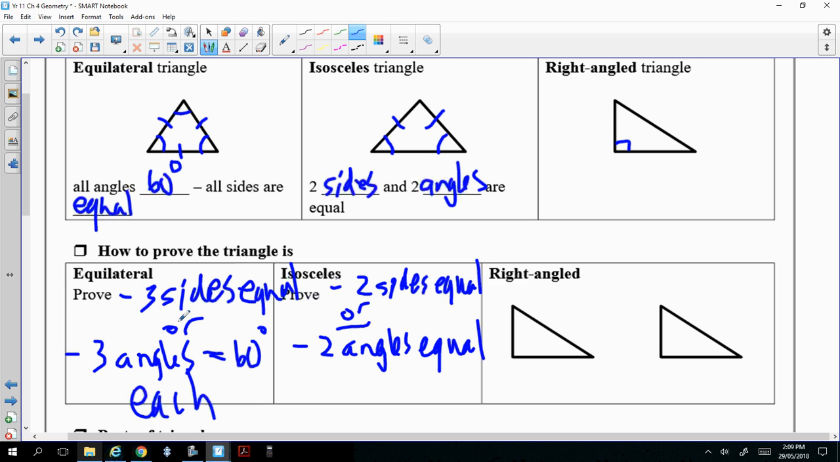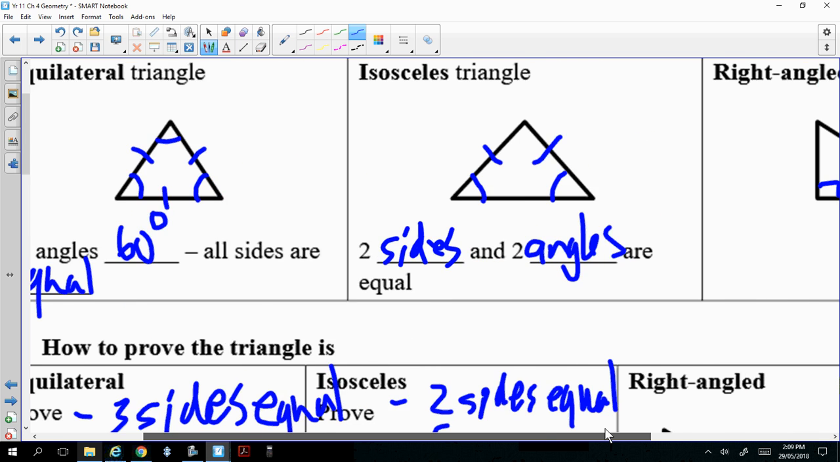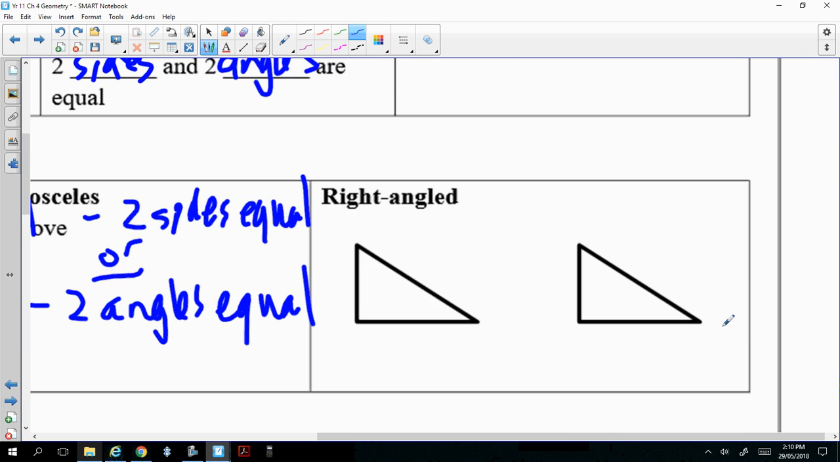And lastly, how do I prove something is a right angle triangle? How do you know it's 90 degrees if it's not labeled? What you do is use the sides. You measure the length of all the sides, and then you check that Pythagoras theorem works.